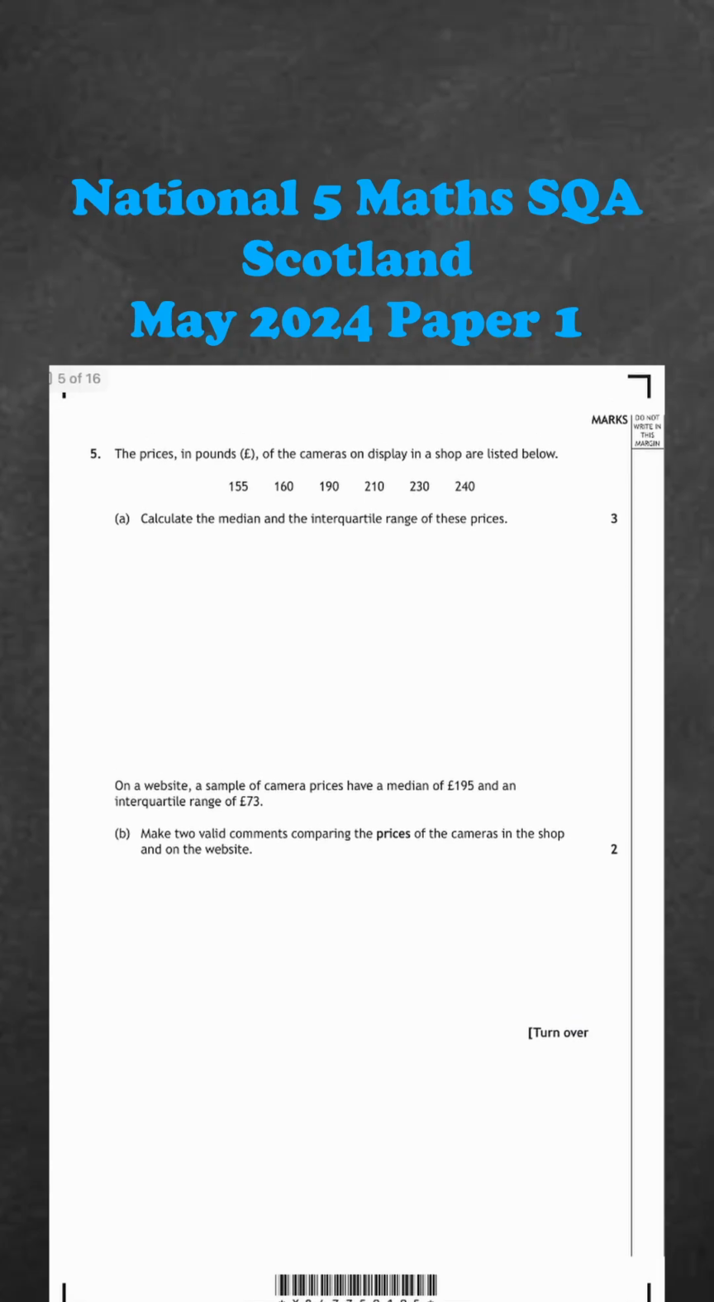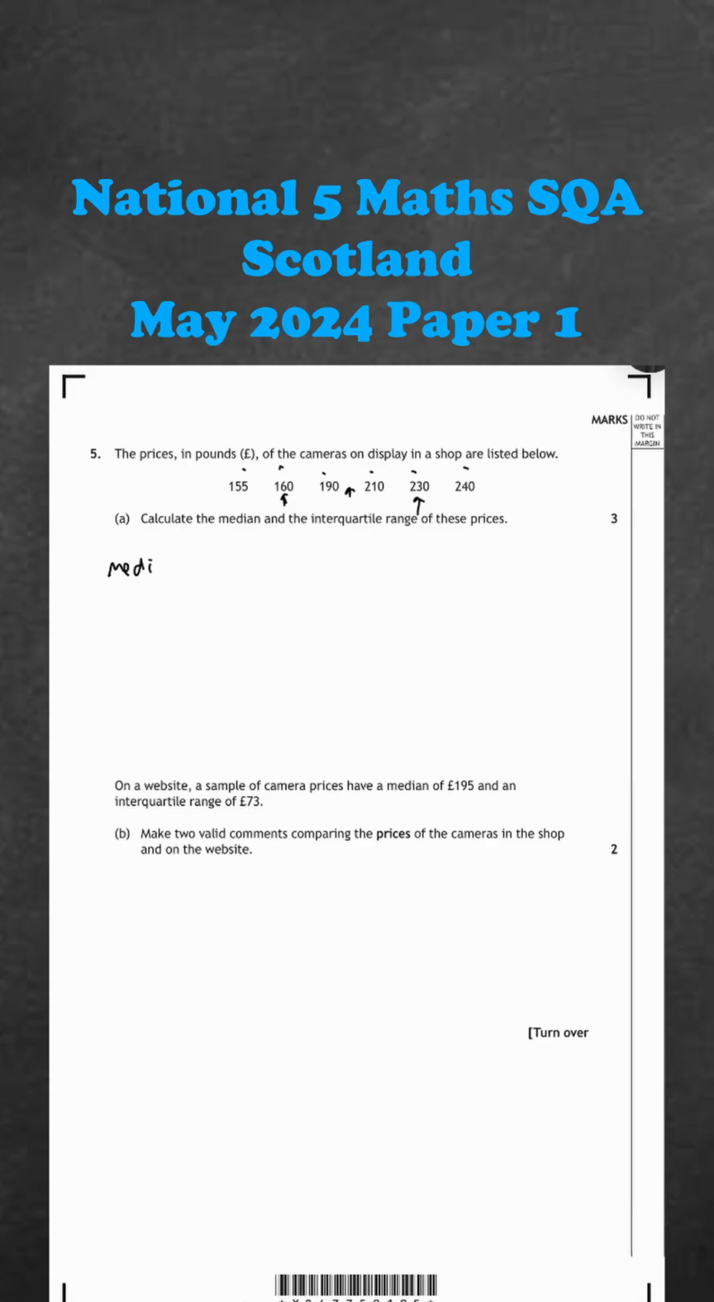Question number 5. The prices in pounds of the cameras on display in a shop are listed below. Calculate the median and interquartile range of these prices. So we have 1, 2, 3, 4, 5, 6 terms, which means the median is going to fall directly in between the third and the fourth term. The lower quartile will be the second one, and the upper quartile will be the fifth one, and then the interquartile range will be the difference between the upper quartile and the lower quartile.